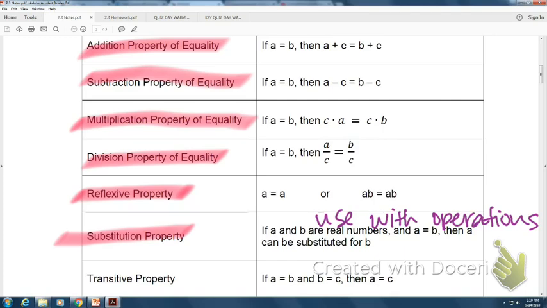Substitution is very similar to transitive. If you look underneath substitution, underneath this little Doceri trial logo there, it says if A equals B and B equals C, then A equals C. Here it's similar in that we are saying one thing is equal to another. However, there are no operations involved. So when there are no operations involved, we use the transitive property. So that was our list of properties.